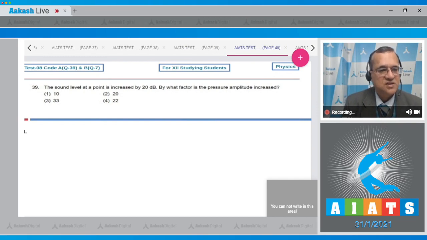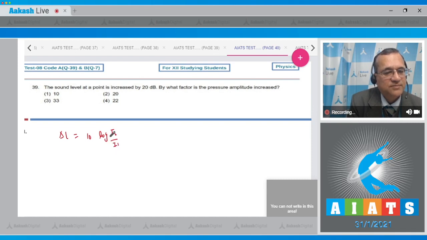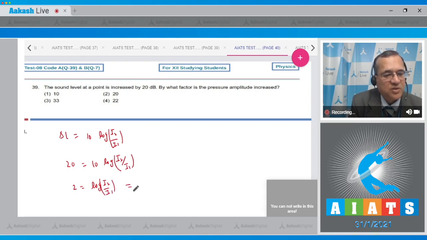Question number 39 says the sound level at a point is increased by 20 decibel. By what factor is the pressure amplitude increased? Now dear students, the loudness difference is equal to 10 log of I2 by I1, the formula. And how much is the change? 20. This is equal to 10 log of I2 by I1. So that means 2 is equal to log of I2 by I1, and this was base 10. Therefore, I2 by I1 is equal to 10 square, that is equal to 100.